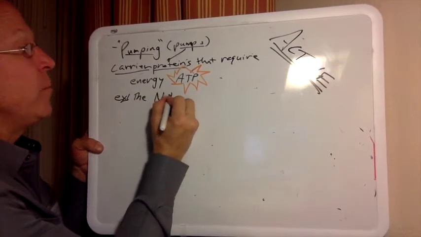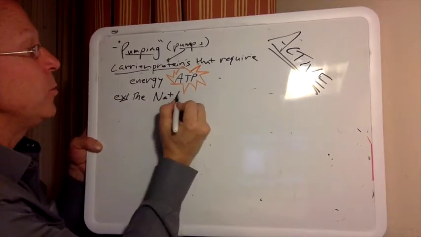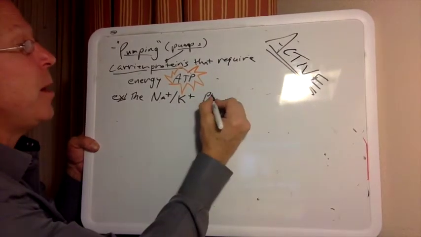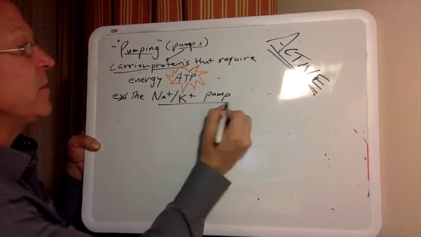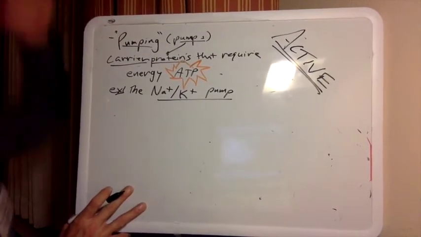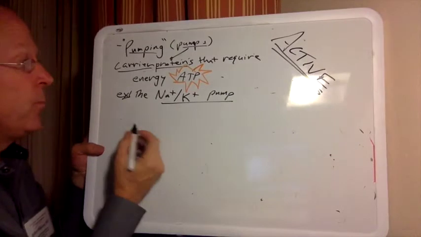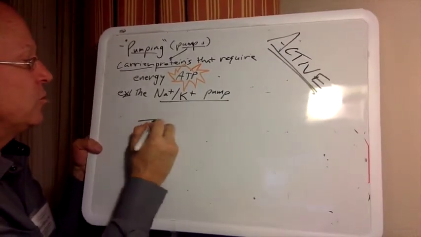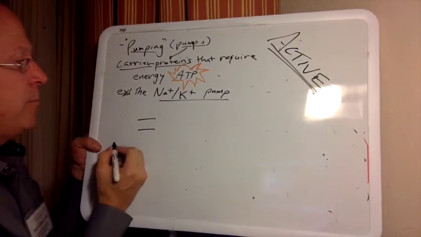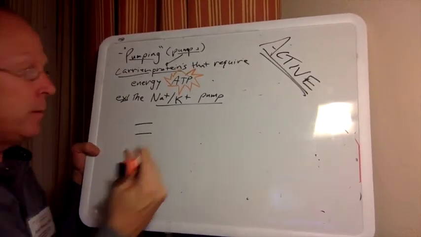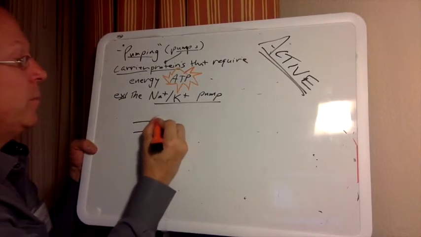I'm going to use the symbols because you guys are so hip to symbols. This is the Na+ K+ pump, a very famous pump or carrier protein that requires energy. So I'm going to try to draw this one a little bit more streamlined. How about that being a phospholipid bilayer? And let's use a pump with this color.